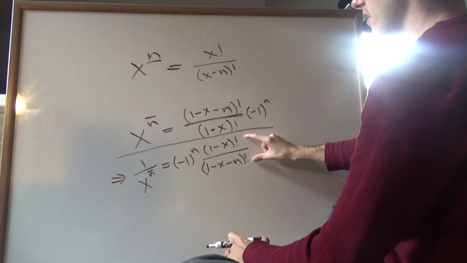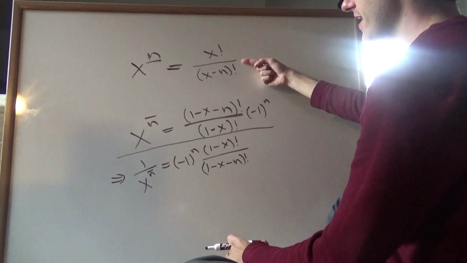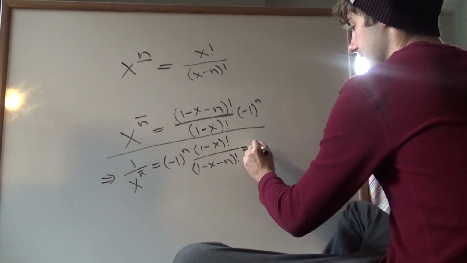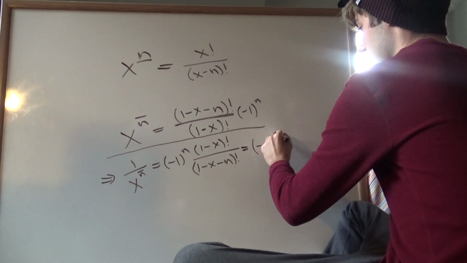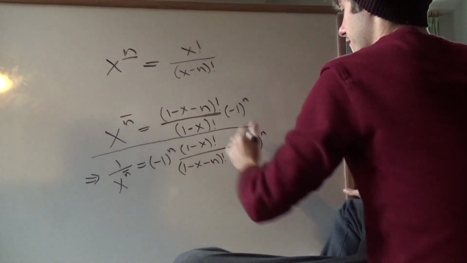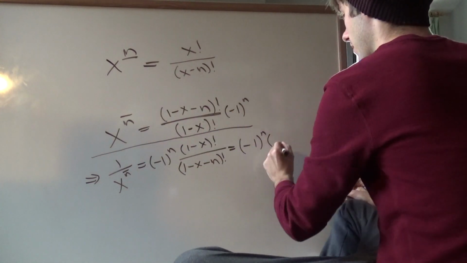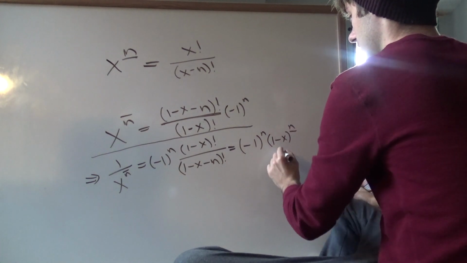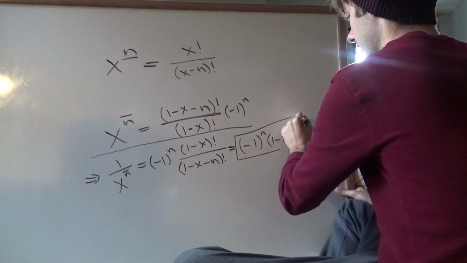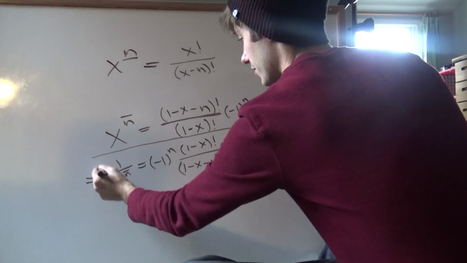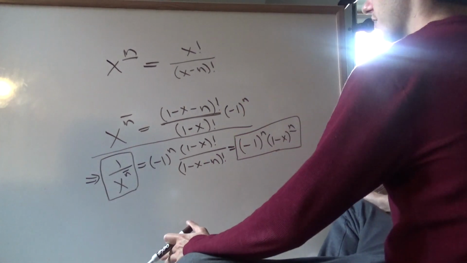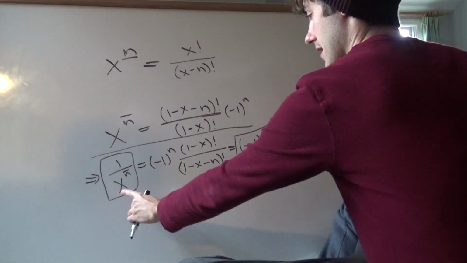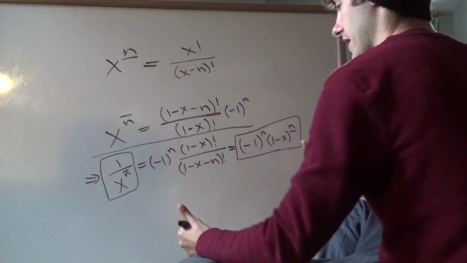But notice this right here is just this with 1 minus x plugged into it. So this is the same thing as negative 1 to the n times the nth falling factorial of 1 minus x. And so that's a neat relationship that I did not notice until just now. And so, of course, if you plug in 1 minus x into here and reciprocate, you get a similar relationship.